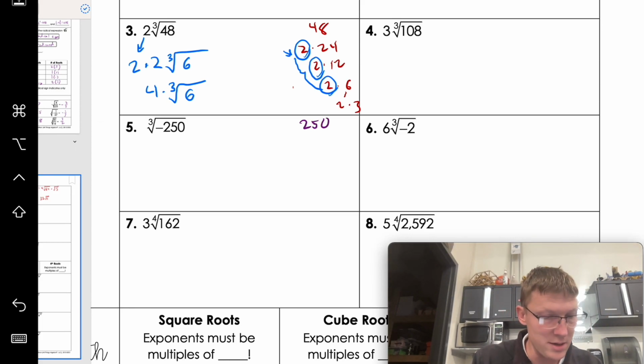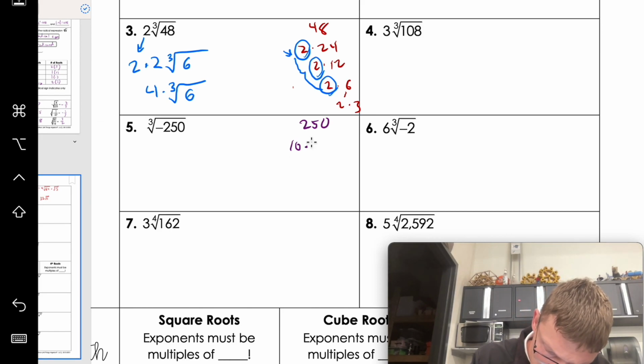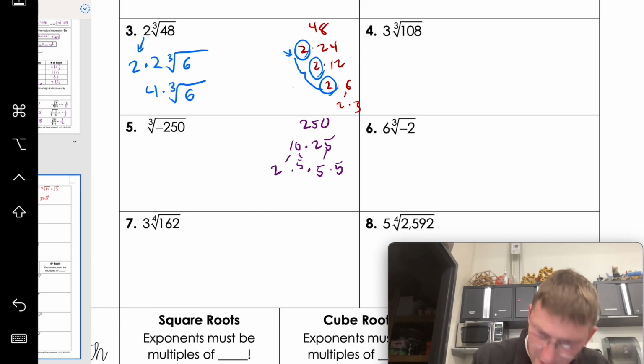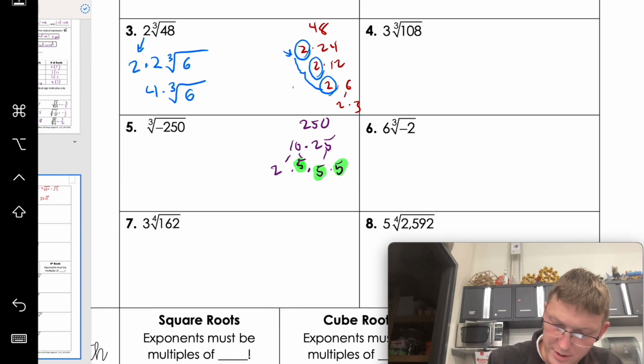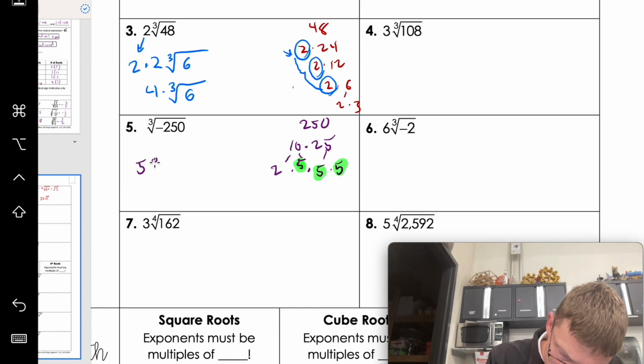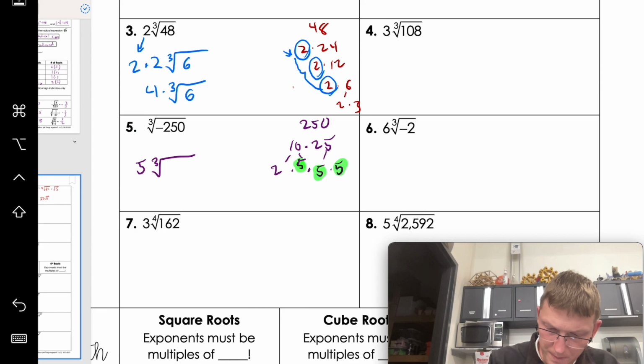So I'm just going to start with 10 because I know that 250 is divisible by 10. So now we have 10 times 25. I know 10 is 2 times 5. And then 25 is 5 times 5. So we need 3 numbers that match. And in this case, we have 3 numbers. Those are all 5s. I know my handwriting is terrible, but they're 5s. So then that 5 comes out and that 2 stays inside of the radical. So then the 5 is going to come out. So we're going to have 5 cubed root of, we'll pull that negative sign out.